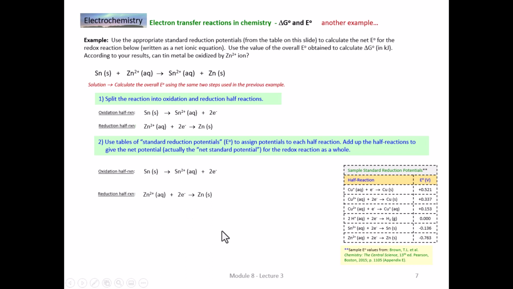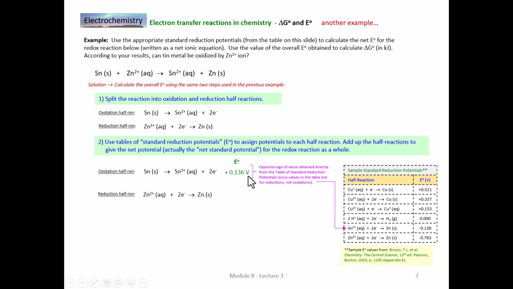Here are our two half reactions written with a little bit of room between them. We have our column started for our standard potential, and we look in the table for a value for tin being oxidized to tin 2+. Well, of course, since the table only lists reductions, we find a reduction of tin 2+ to tin, but of course we're looking at the opposite, the oxidation of tin to tin 2+. So we use the value from the table, but we change the sign. So we have plus 0.136 volts.